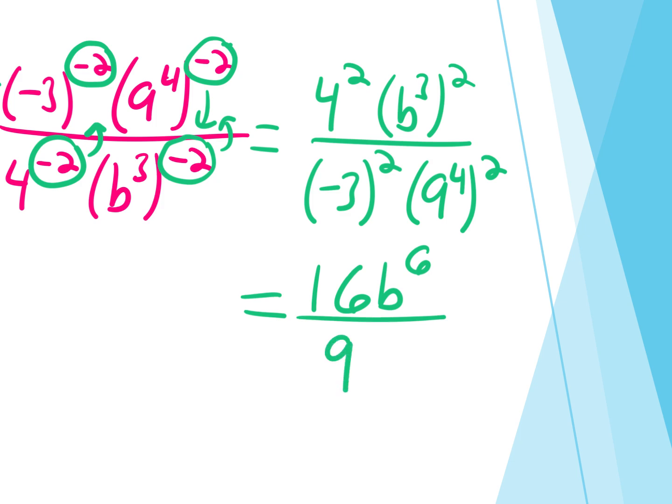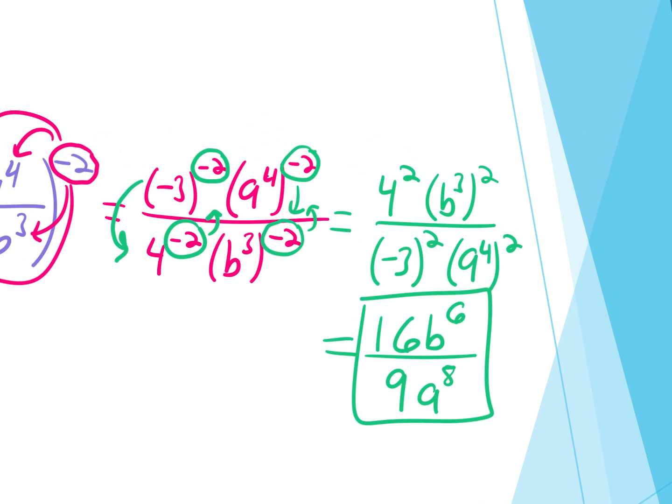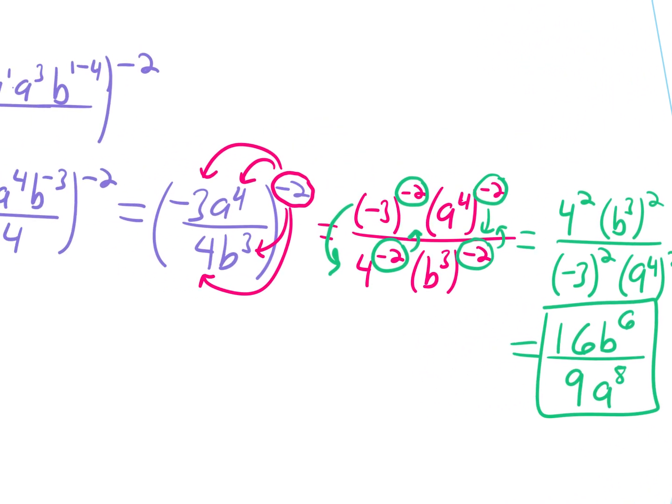Positive 9, good. And then a to the 4th to the 2nd is a to the what? A to the 8th. There's nothing more we can do there, so this is our final answer. That was a lot, right? Kind of a lot to keep track of. Be super careful. Your steps might look different from mine.